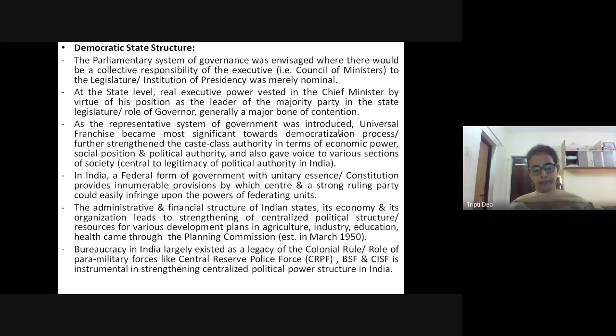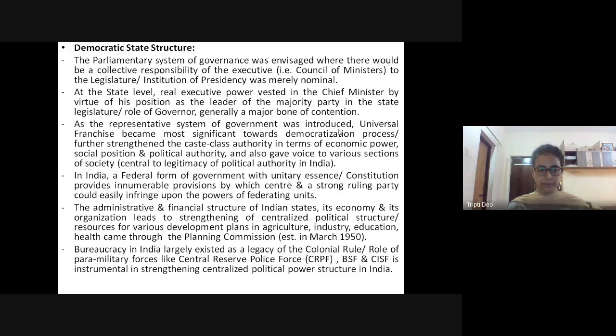At the state level, moving from the center, the real executive power is vested in the chief minister by virtue of his position as the leader of the majority party in the legislature. However, jo governor ki position hai in different states, it's a major debate and a major bone of contention. We know what the functions and duties of the governor are, but the role of the governor is being debated and is a bone of contention by and large, and even now, when there's a problem and the governor is resigning, there are a lot of issues around the role of a governor.